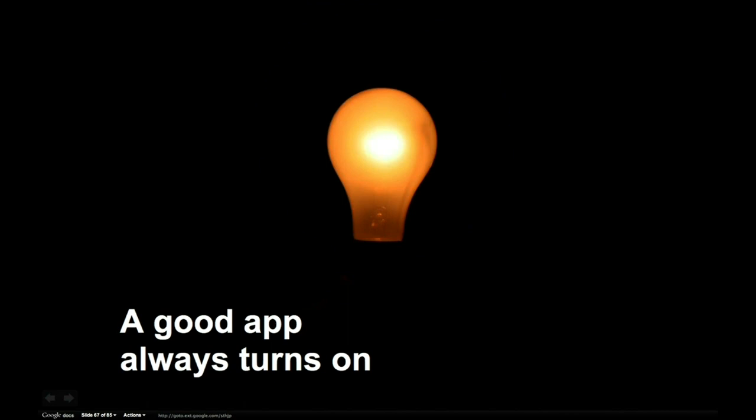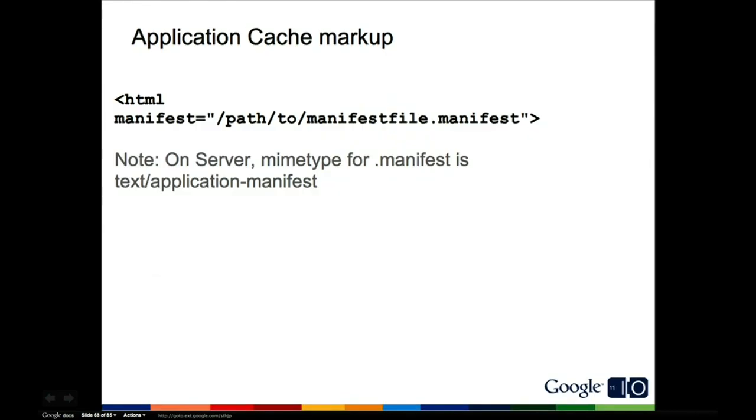I think that availability is the place to get the biggest gains right now. And I think HTML5 really does solve this for us. And this is really crucial. So the first step to making availability happen is that a good app always turns on. And the way to do that is to use the application cache.